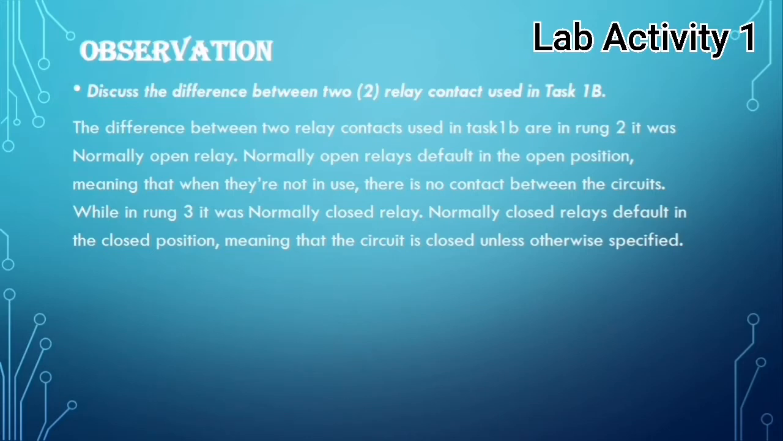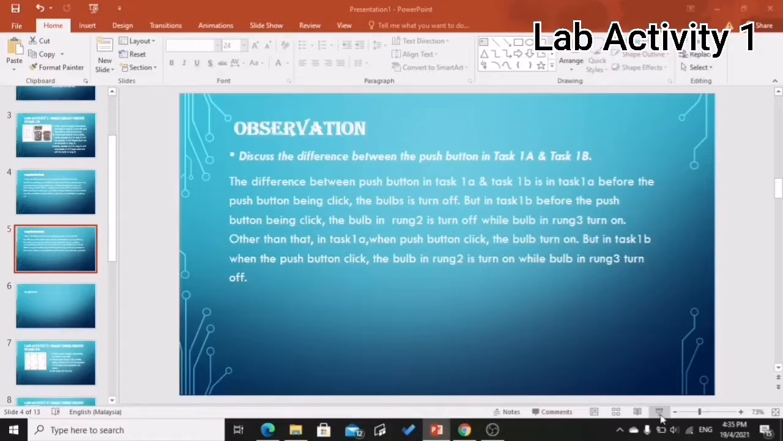The next question is, discuss the difference between the two relay contacts used in task 1B. The difference is, in rung 2, it was a normally open relay. Normally open relays default in the open position, meaning that when they are not in use, there is no contact between the circuits. While in rung 3, it was a normally closed relay. Normally closed relays default in the closed position, meaning that the circuit is closed unless otherwise specified.